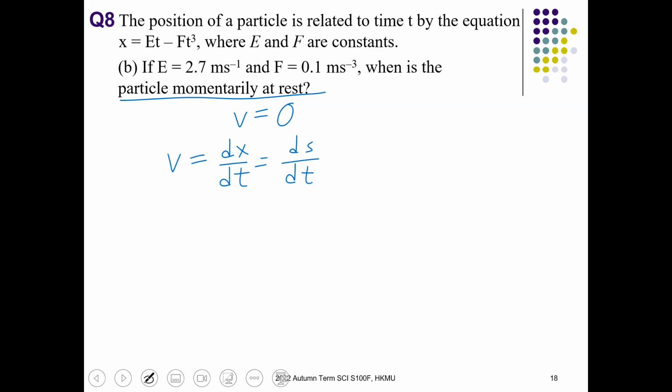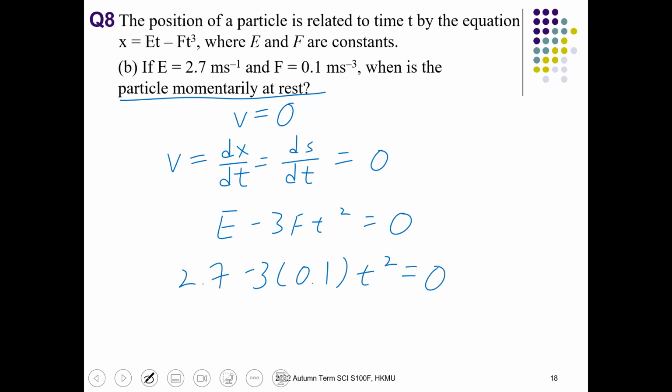Since we need to consider the state when the particle is momentarily at rest, we just put down dx by dt equals 0, so that we have e minus 3ft squared goes to 0. The answer in A gives e to be 2.7 and f to be 0.1. And now we can find out the value of t. t equals 3 seconds or t equals minus 3 seconds.